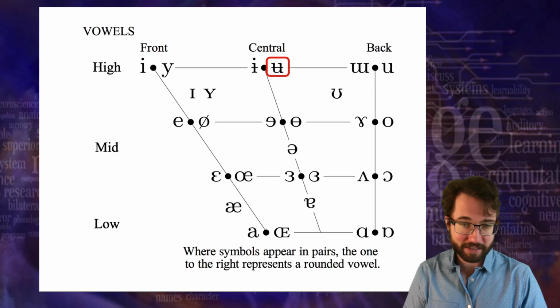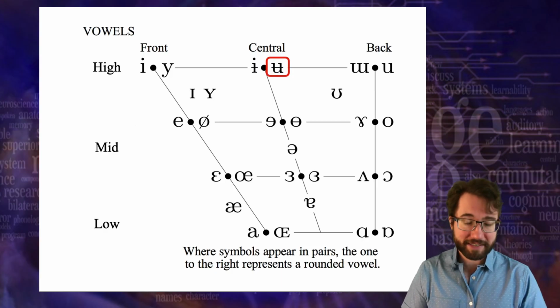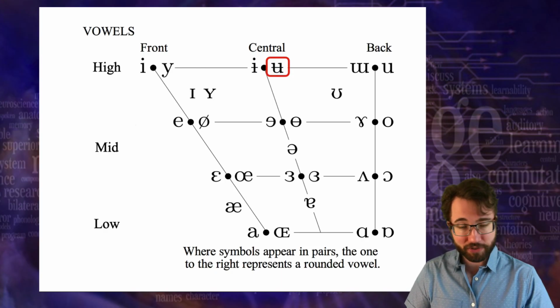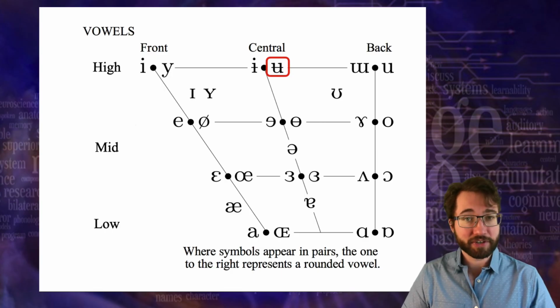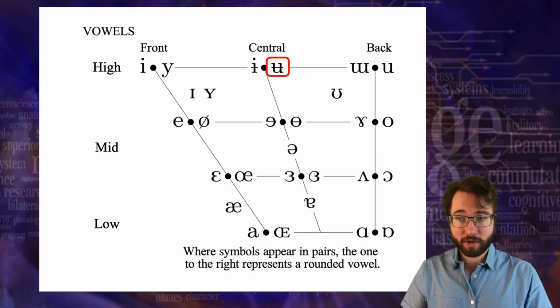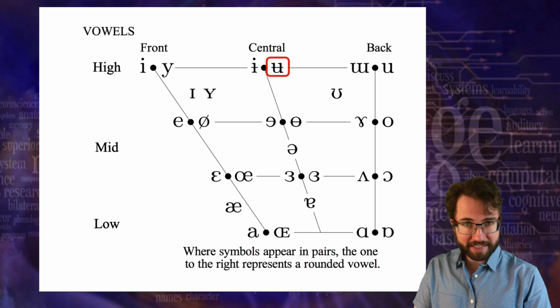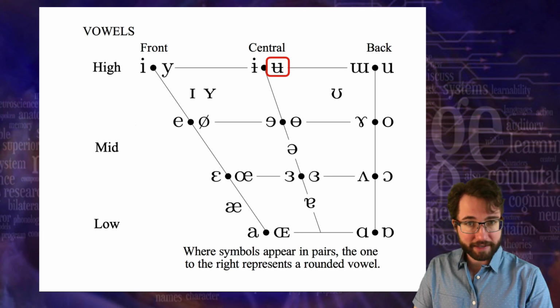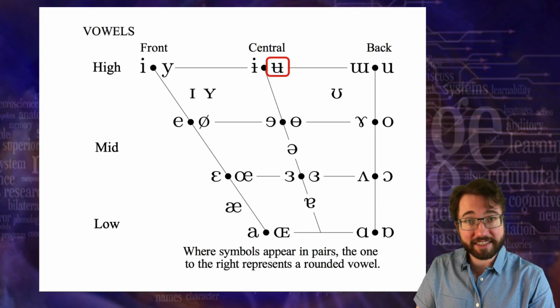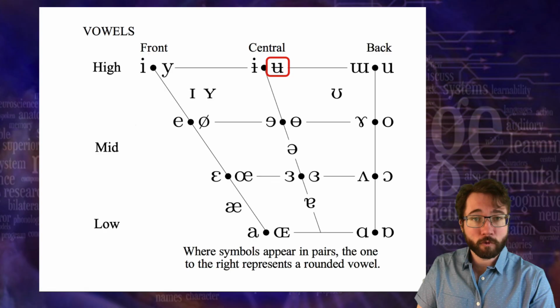How about this one? This is one we haven't talked about, but based on the vowel features we've learned about, you should know what this is and you should know how to pronounce it. So, well, it's high, it's central, and it's rounded. So we've practiced the high central unrounded vowel, which is I. Just round it. You get the vowel I.